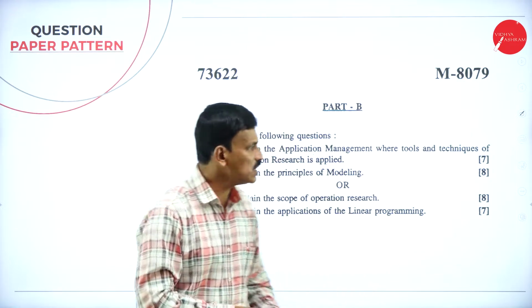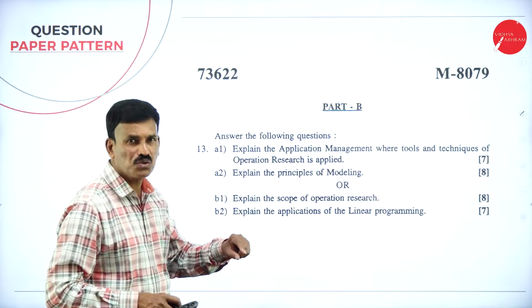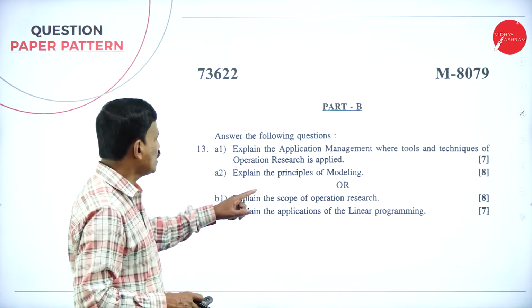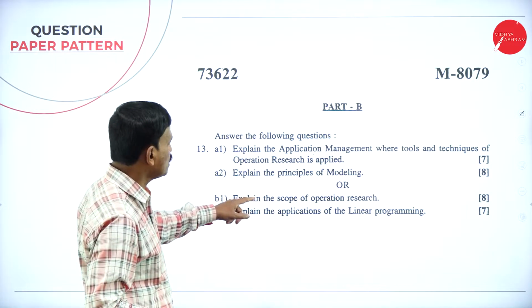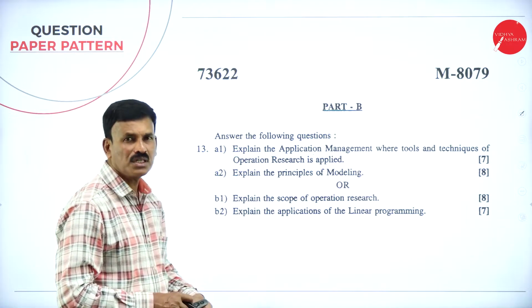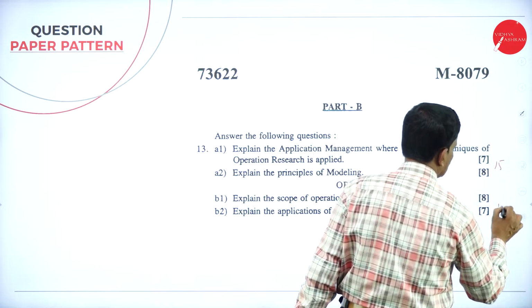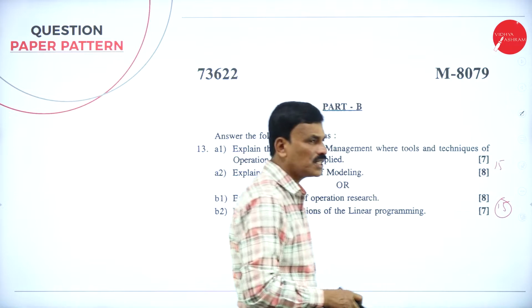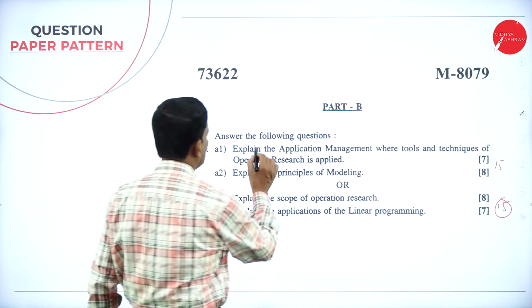In part B, all are 15 mark questions. The questions are split into 2 parts, A1, A2 or B1, B2. A1 contains 7, A2 contains 8, or B1 contains 8 and B2 contains 7. So totally 15 marks for each. This is 15 marks and this is also 15 marks. You have to answer either A1, A2 or B1, B2. Answer the following questions.